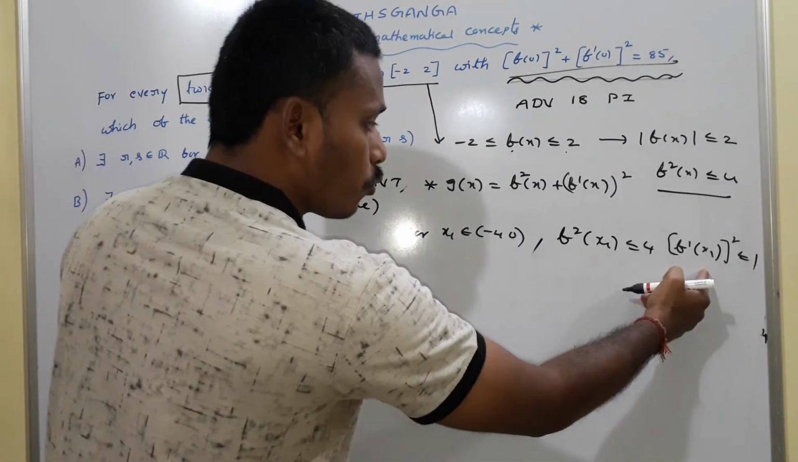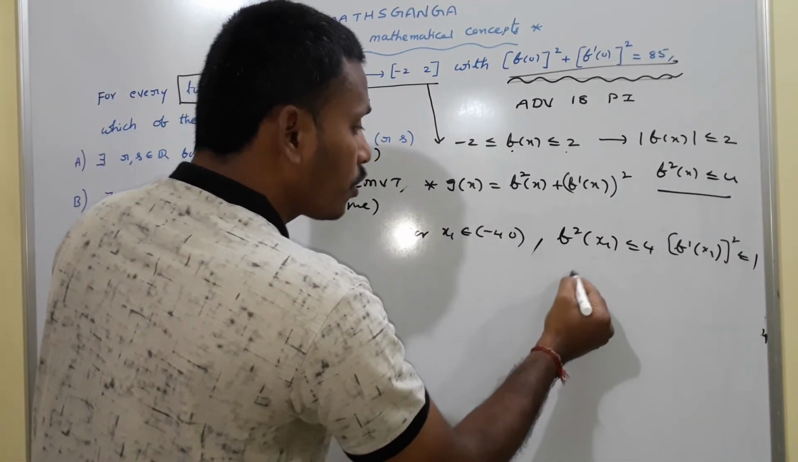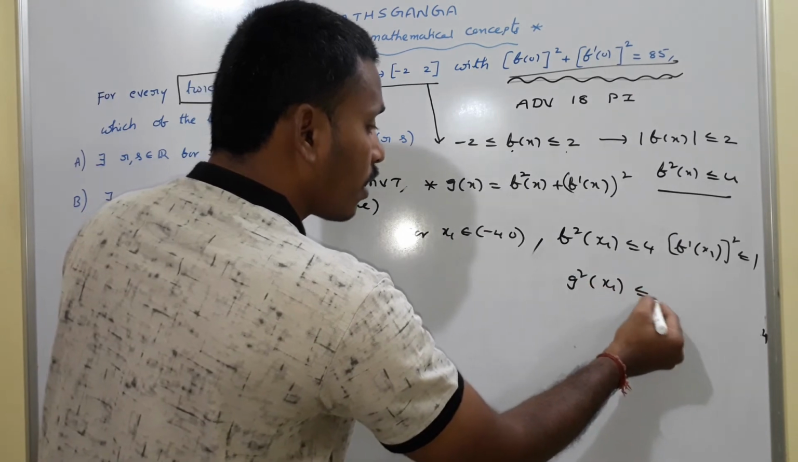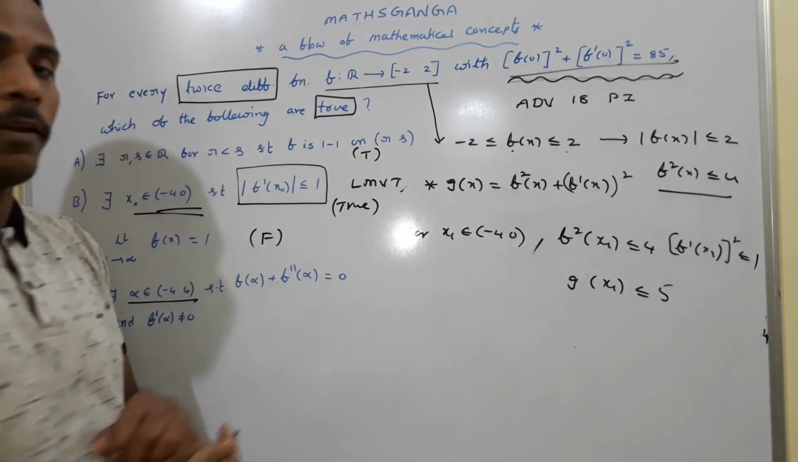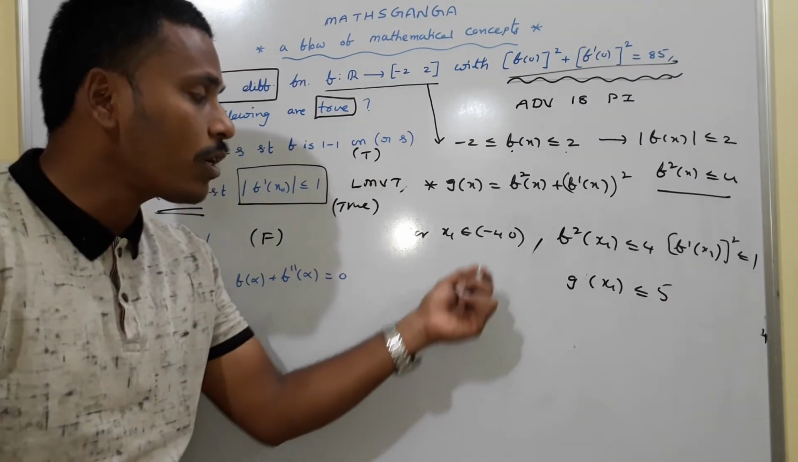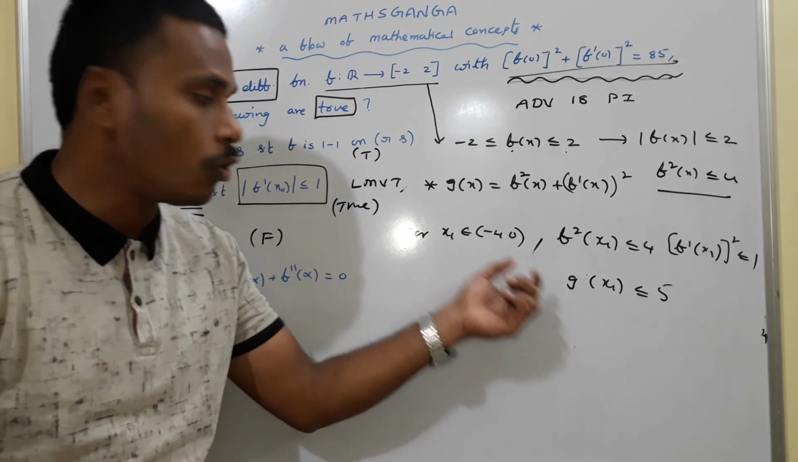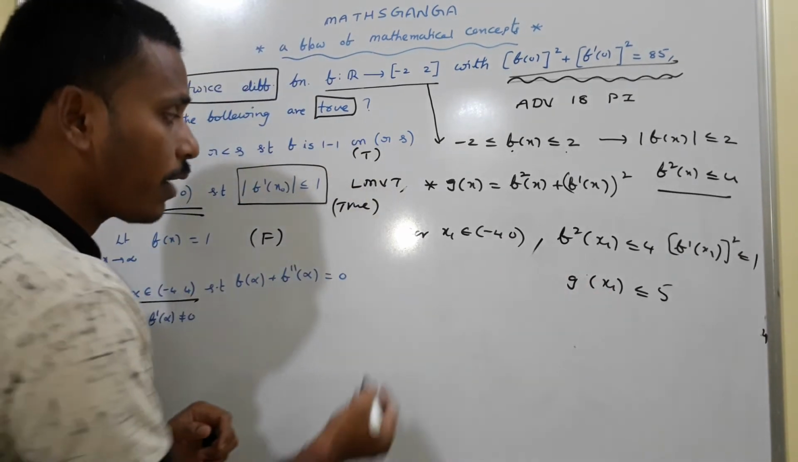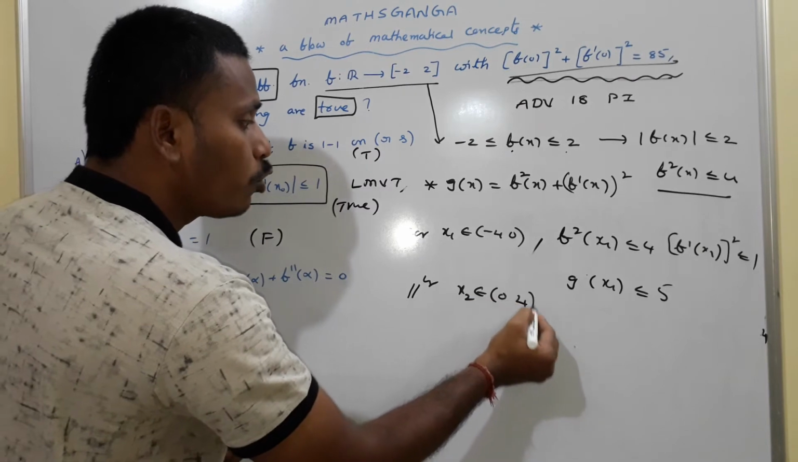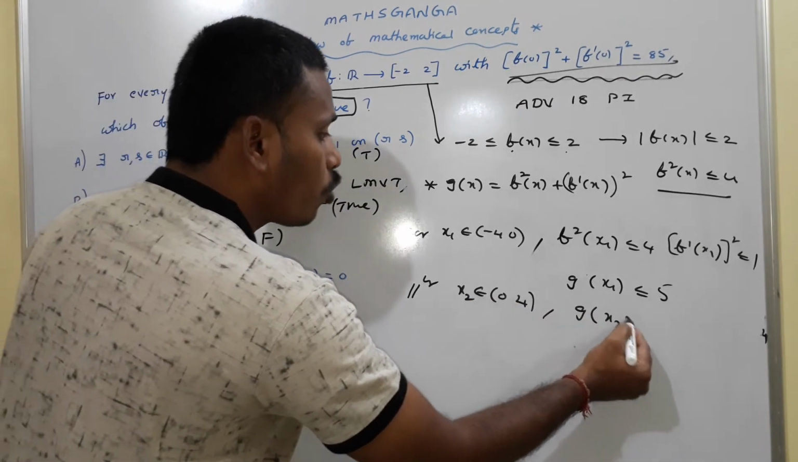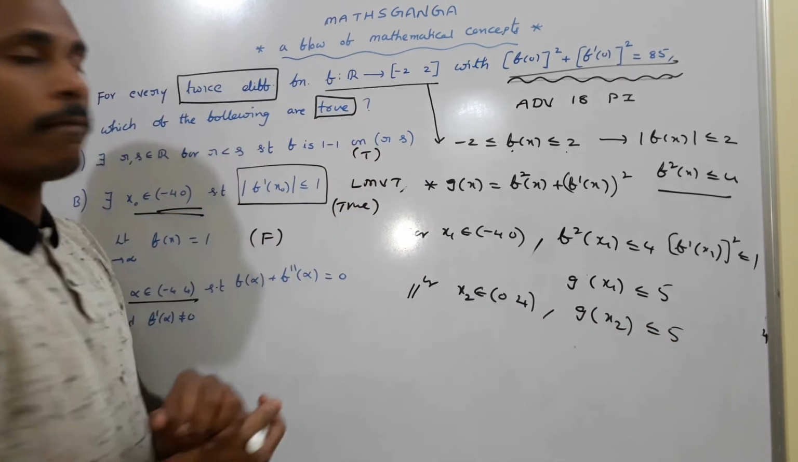If you add these two, then it becomes g of x1, which is less than or equal to 5. See, for a point x1 in the range of minus 4 to 0, g of x1 is less than or equal to 5. Similarly, if you try for a point x2 in the range of 0 to 4, again you will get that g of x2 is also less than or equal to 5.